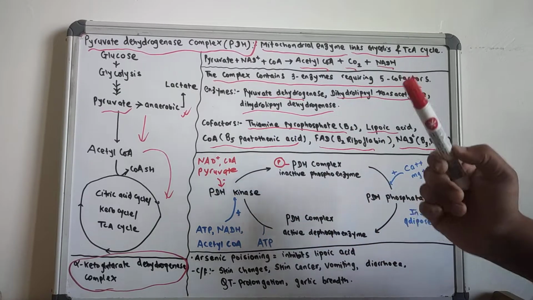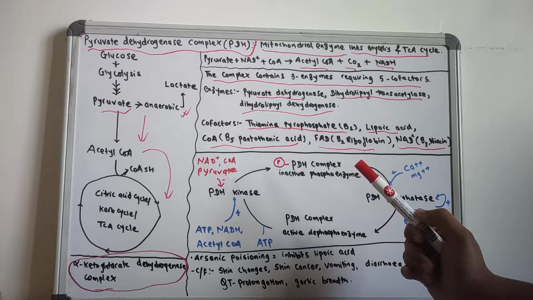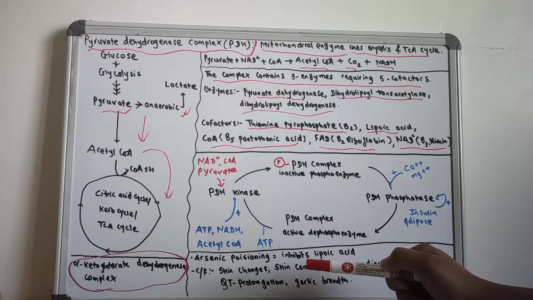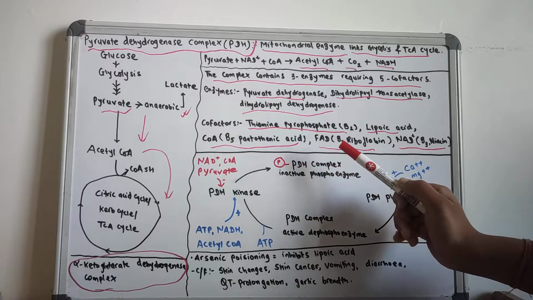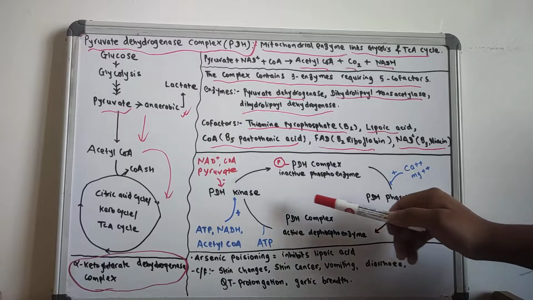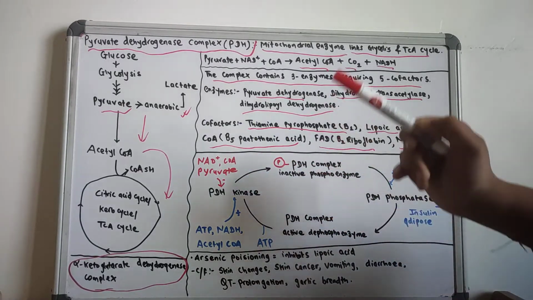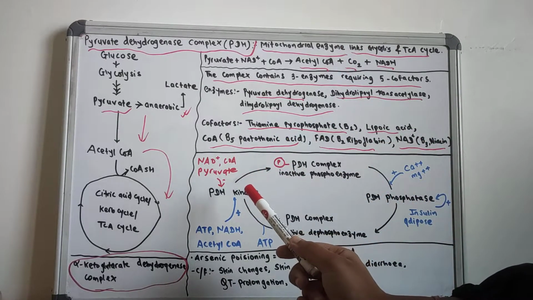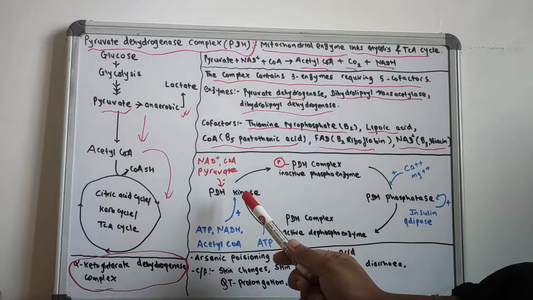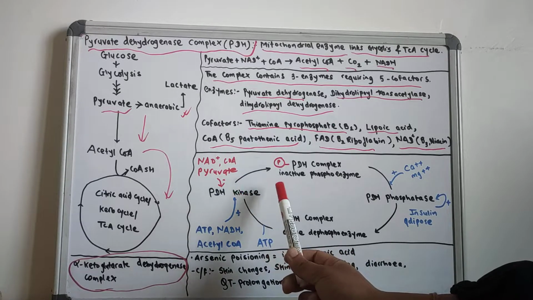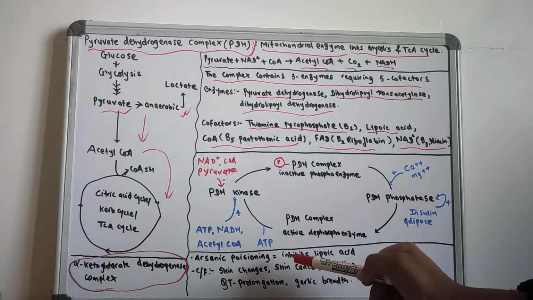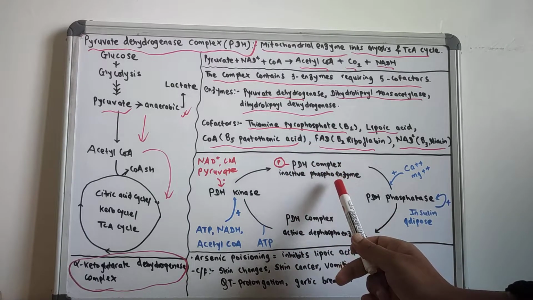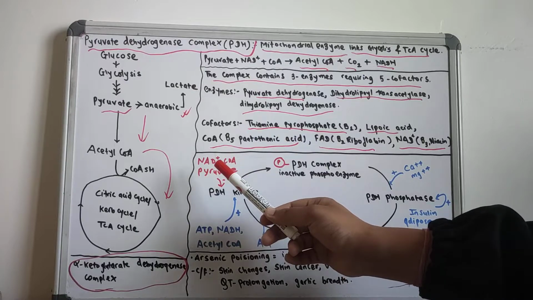But the other enzyme is pyruvate dehydrogenase kinase. The pyruvate dehydrogenase kinase helps the pyruvate dehydrogenase complex gain one more phosphate group. It makes the active dephosphoenzyme into the inactive phosphoenzyme. So NAD plus, coenzyme A and pyruvate inhibit the pyruvate dehydrogenase kinase. That means there is less conversion of the active dephosphoenzyme to the inactive phosphoenzyme.